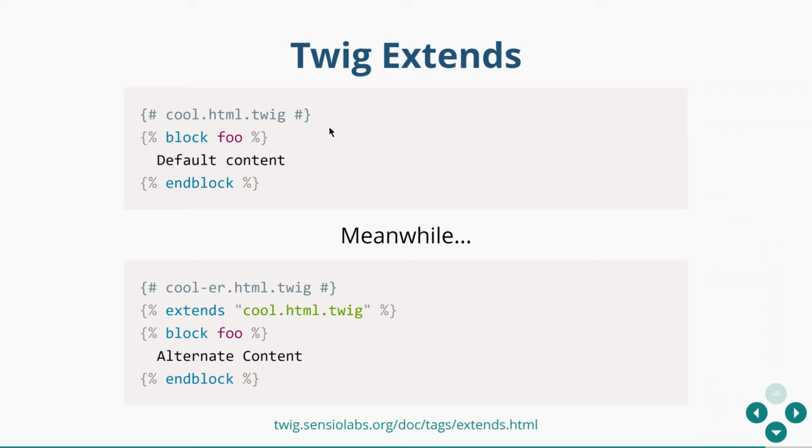and inside there you define a Twig block, which is not a Drupal block, and so this is basically a place where you might want to change out the content for whatever reason. So in here I have my default content. And then there's a different template that I want to make. It's pretty much the same thing as cool.html.twig, but it's a little different. It's cooler. So this one extends cool.html.twig, and then I have that same block, my block's named foo, and then I want to toss in my alternate content instead of my default content.